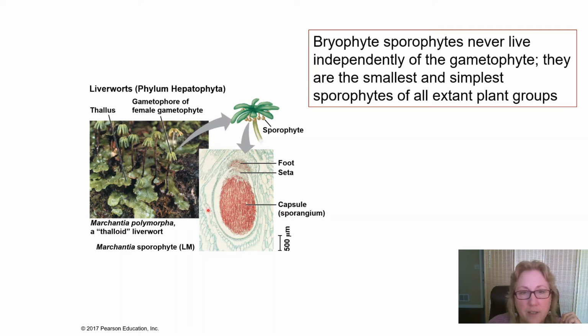And then here's a close-up of what that little sporophyte looks like. They eventually look like little yellow capsules. They're completely dependent, though, on the gametophyte. So gametophyte is dominant.